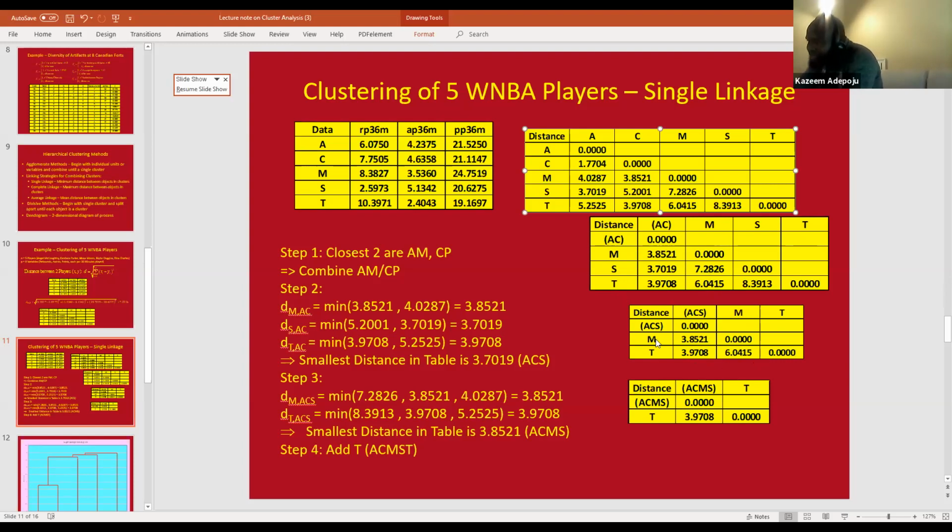Now, this is the last table. This is the second to the last table. What is the smallest? If I have 3.8521, if I have 3.9708, if I have this one, this is going to be the smallest. It means I'm going to match ACS and M. If I match ACMS, this is going to go away. I'm only going to have ACMS and T.